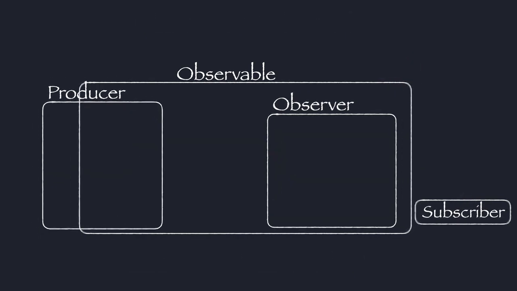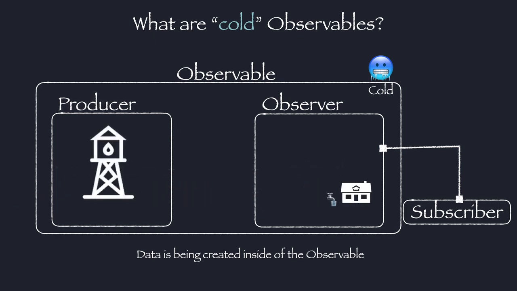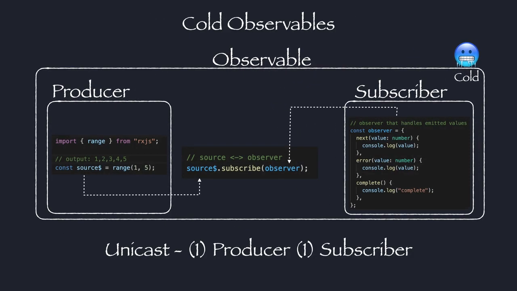A cold observable, on the other hand, is responsible for creating its own internal producer, one producer for one subscriber. Therefore, a cold observable is considered to be unicast. In the following example, there is no river nearby. Therefore, every house needs its own water well. One well to produce water stream for each subscriber house. Let's look at a real cold observable example. The range function in RxJS creates an observable, and each subscriber gets its own internal data producer.